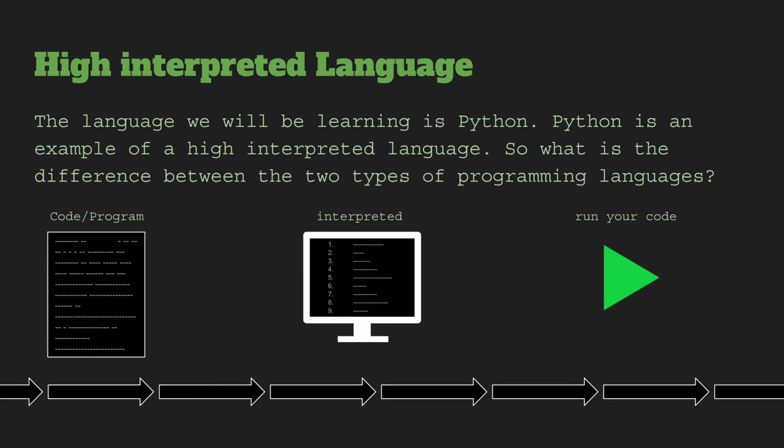What is a high-level interpreted language? The language we will be learning is Python. Python is an example of one of these high-level interpreted languages. So what's the difference between the two types of programming languages? A high-level interpreted language works like this. The first step is to code, or write, your code. The second step is simple. You simply press a button to run your code. This interpreted part is already done for you.